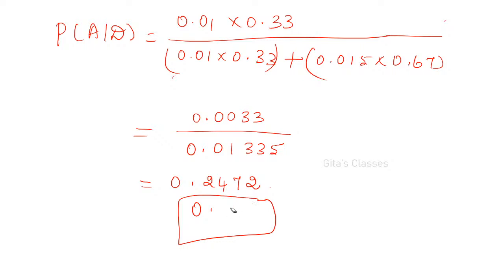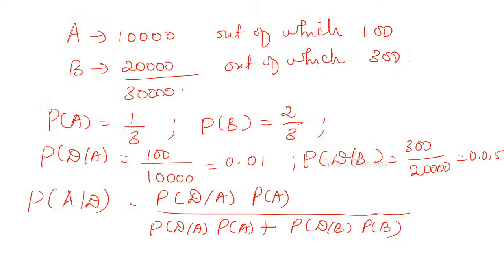Without simplification, I mean without considering the decimals, if you proceed like this, what she has done is correct. P of A here is to be considered as 10,000. It is 1 by 100. You can keep this as 1 by 100 as it is. Here 3 by 200 as it is. Then 1 by 3, 2 by 3. You can keep it like that.